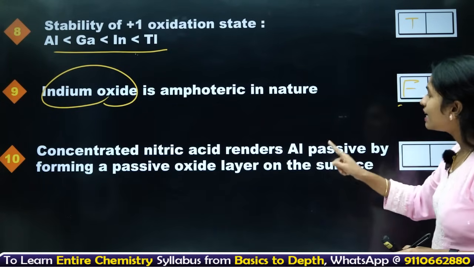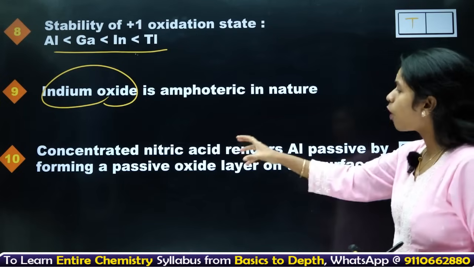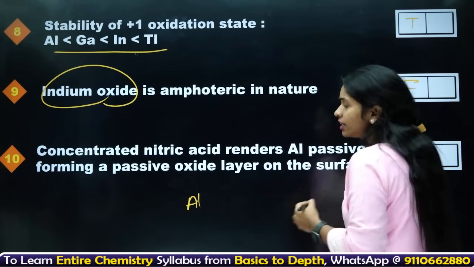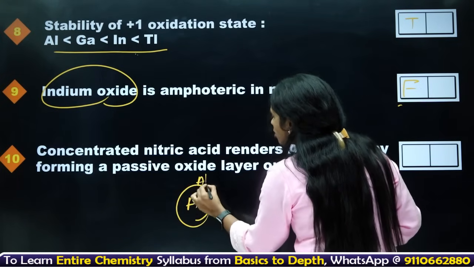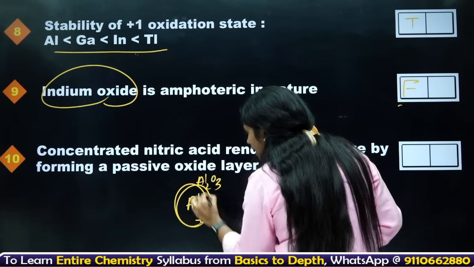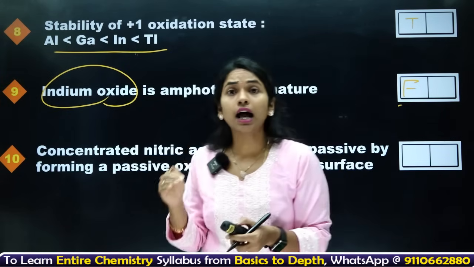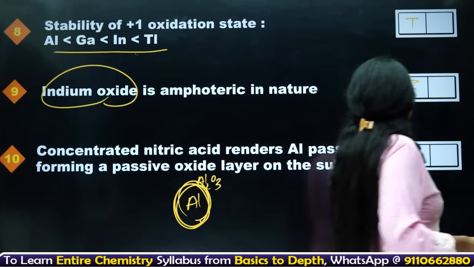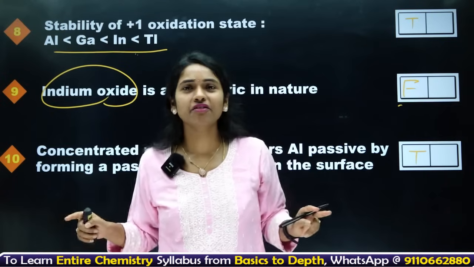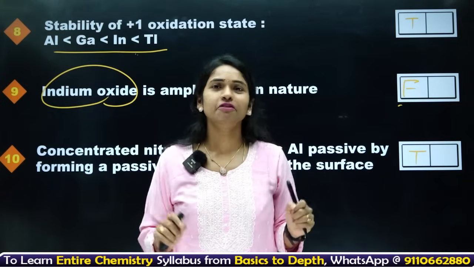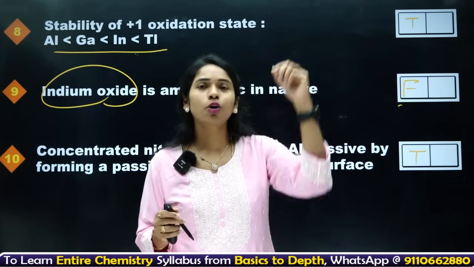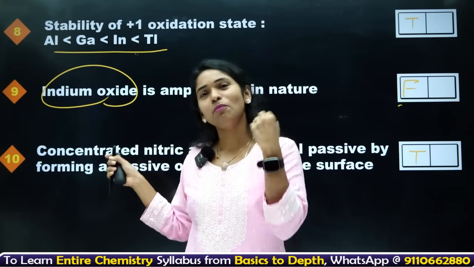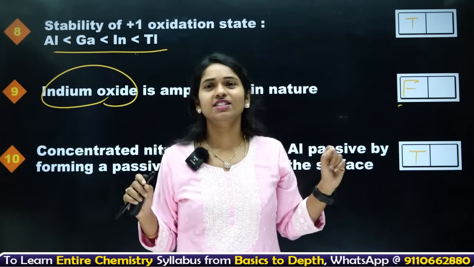Concentrated nitric acid renders aluminium passive by forming an oxide layer on the surface. Correct or not? Aluminium, when you treat with concentrated HNO3, what does it form? Aluminium oxide, one layer. This layer protects the aluminium so that it can't react further with atmospheric oxygen. So this is a true statement. That's it. Your boron family becomes very easy for you. Now if you want to read, just go through your NCERT. You will feel very happy and just listen to this at X speed, do all questions one time.